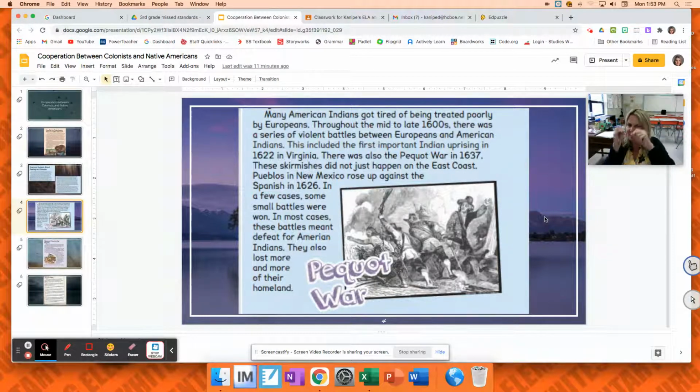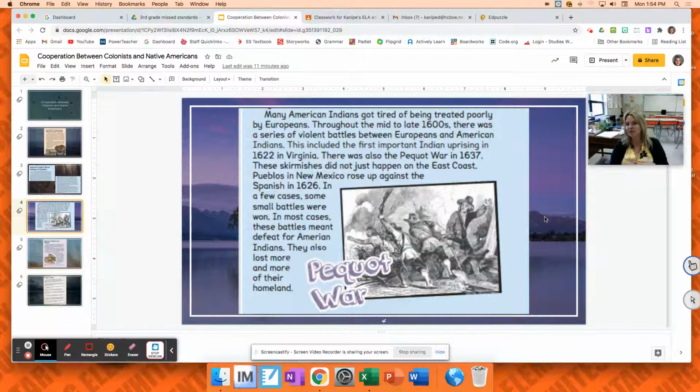These skirmishes, little battles, little shooting at each other, little fighting, did not just happen on the East Coast. Pueblos in New Mexico, which is down in the southwest, rose up against the Spanish in 1626. In a few cases, some small battles were won, but in most cases, the battles meant defeat for American Indians. They also lost more and more of their homeland.